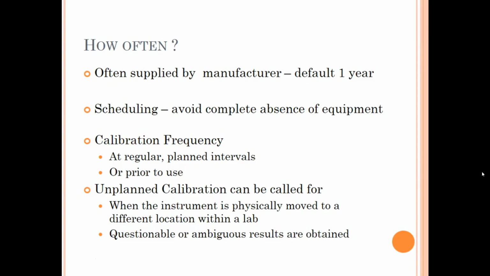The calibration frequency should occur at regular planned intervals or prior to use. And sometimes unplanned calibration can be called for when the instrument is physically moved to a different location within the laboratory. If a balance is picked up from a fume hood and moved to a worktop or bench top, it needs to be recalibrated. Unplanned calibrations are called for when questionable or ambiguous results are obtained, perhaps as part of a deviation or a lab investigation. It may warrant a recalibration of your piece of equipment that was used.